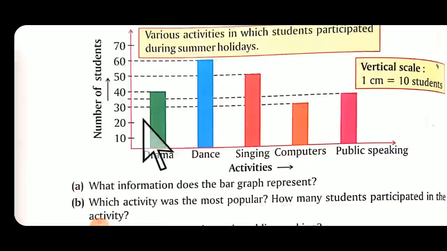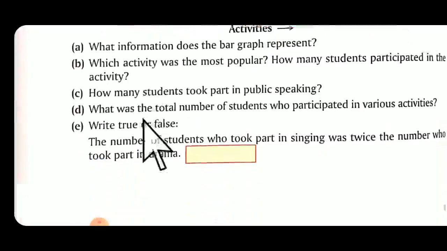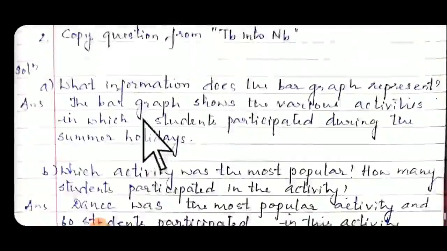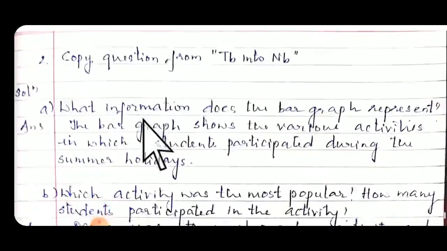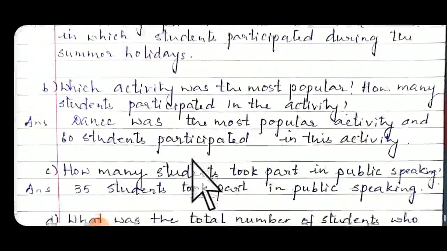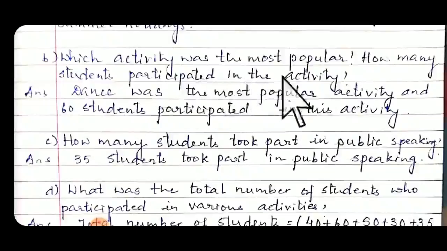The question is, what information does the bar graph represent? Copy the question from the textbook, okay? What information does the bar graph represent? The bar graph represents the various activities in which students participate. Yes, these are the activities done by the students, that is dancing, singing, computer, public speaking, when? During summer holidays.